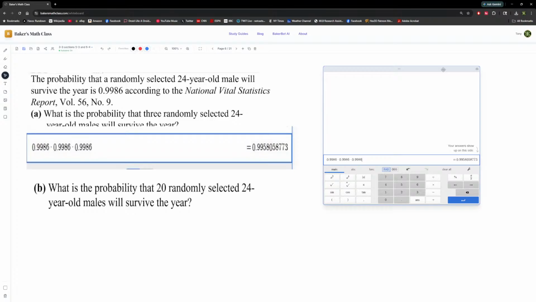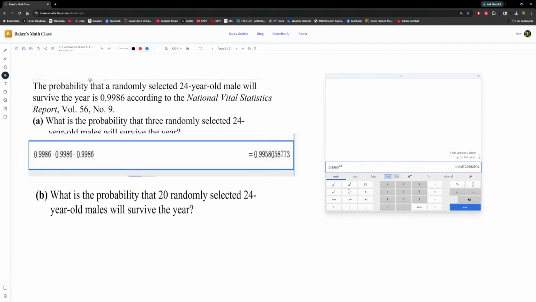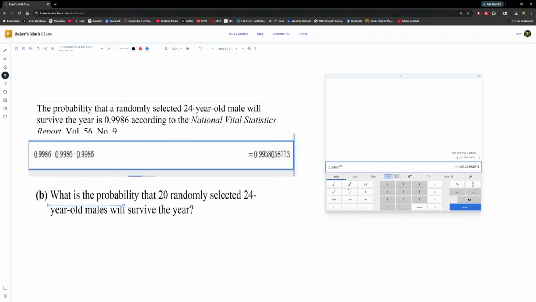So now let's look at if we want to do 20 of them. Now, we can sit here and do this out 20 times. However, remember from your algebra days, we have something that does repeated multiplication. It's the exponent. So we can do 0.9986 and just raise it to the 20th power. And that's going to give me the probability of it occurring, me picking 20 of them.